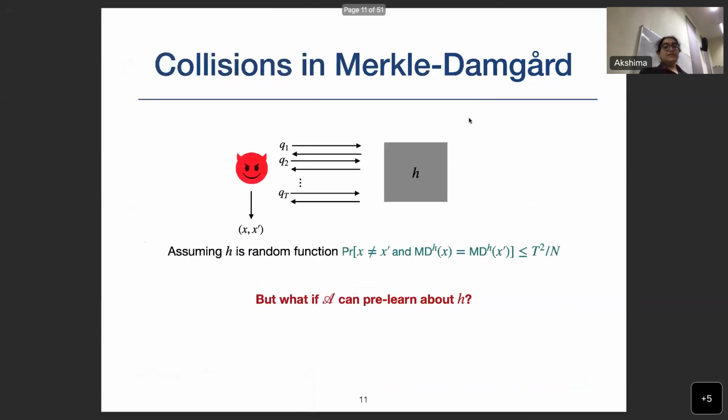But this is when the adversary does not know anything about the compression function beforehand. Everything that the adversary learns about the compression function is from making those t queries. We can think of adversaries that take the compression function, do some computation, store some information, and then do this attack. Such attacks actually exist.